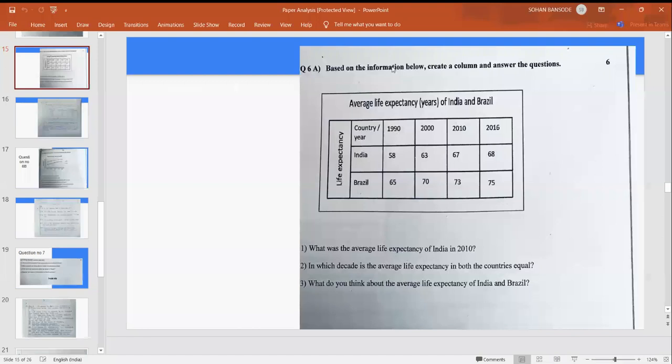They have given you the information, and they ask you to create a column. See here, whatever information is provided to you is in row format. When we make a table vertically, these are called columns, and when we make it horizontally, these are the rows. So the rows give us the information, which we have to convert into columns, and then we have to write the answers to the questions given below. So this is all about the question. Now we'll see the answer.